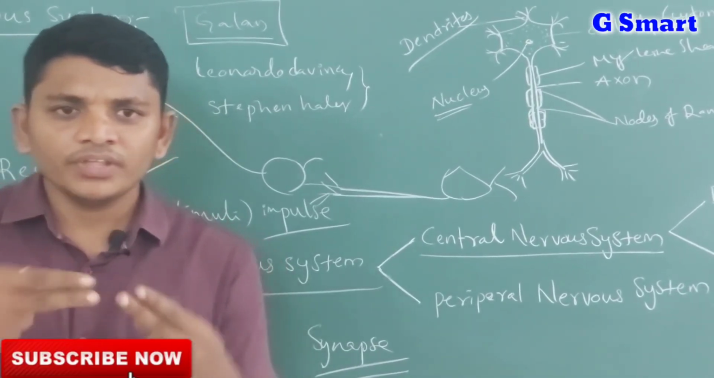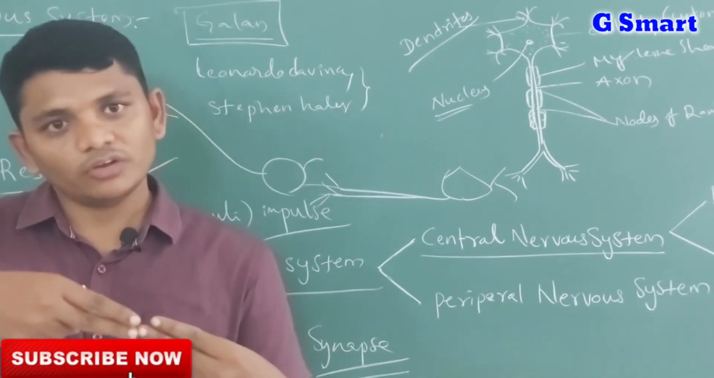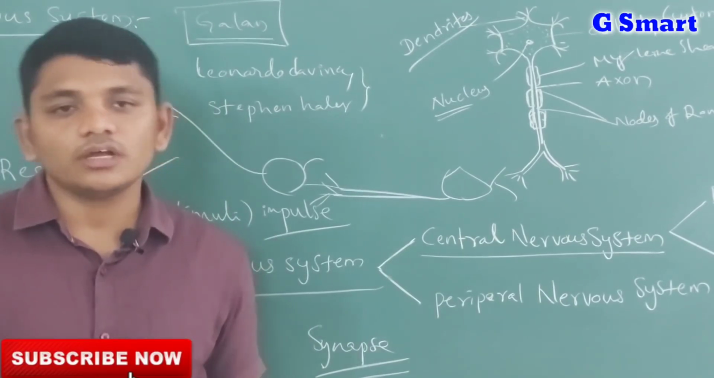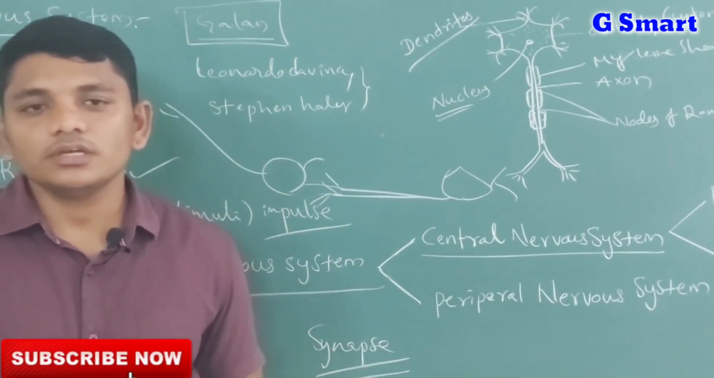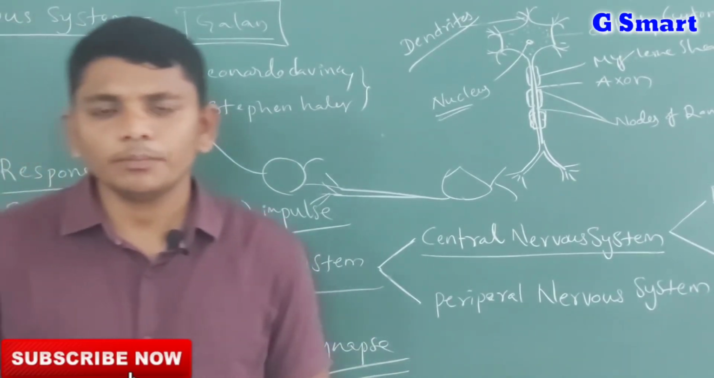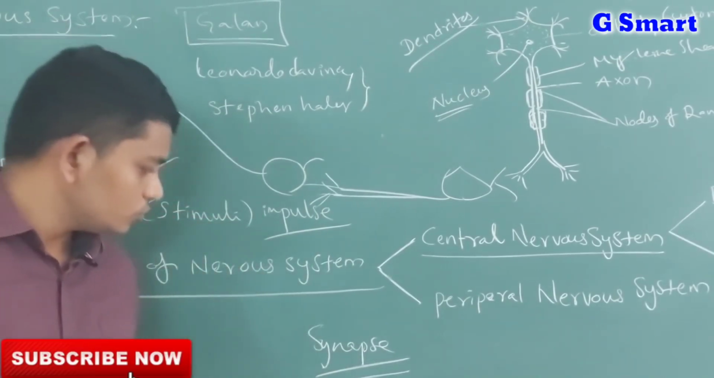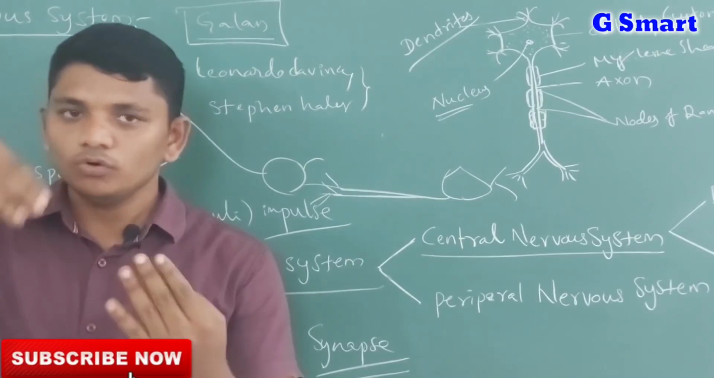We can say it in another way. That is called the connection between two nerve cells. The connection between two nerve cells is also synapse. Okay, it is important for one more question. In your exam there may not be one more question, but it is better to remain in your brain. So synapse is nothing but the connection between two nerve cells.